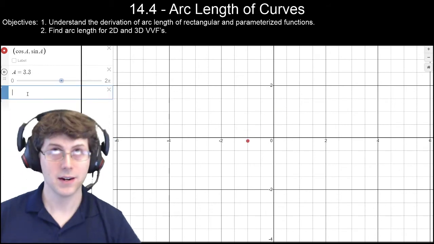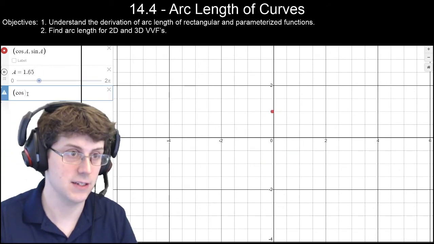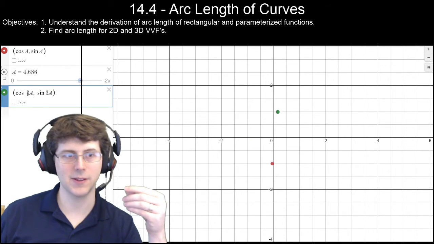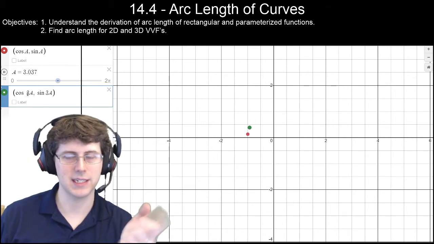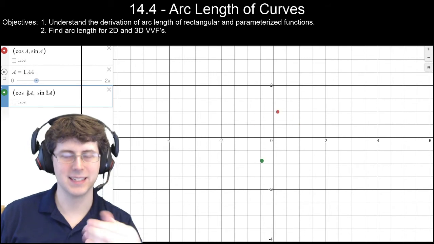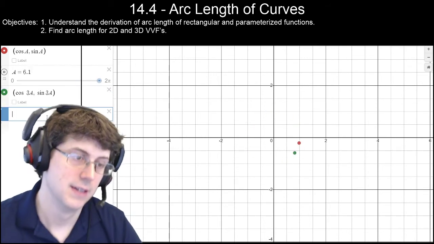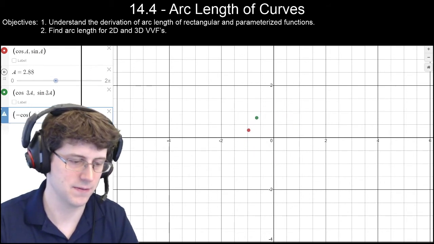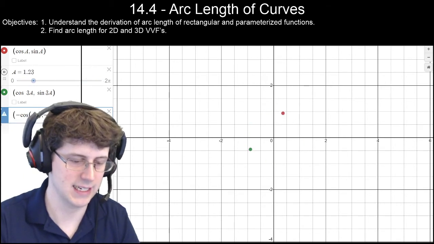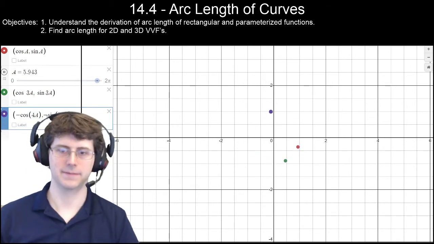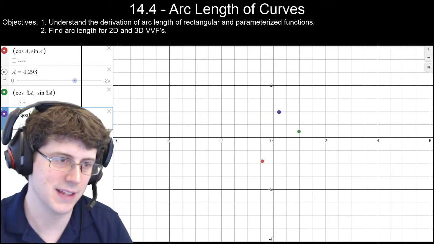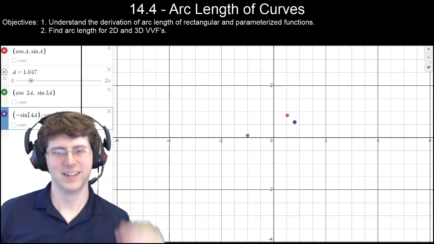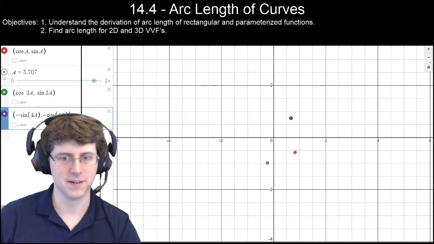Now, there are other ways to parametrize the unit circle. If you instead use cosine of 3a, sine of 3a, you trace out the exact same curve, but you trace it out in a different amount of time. It's a different parametrization of the same curve. Similarly, you can parametrize the same curve using minus cosine of 4a, minus sine of 4a. Or you could even switch the sine and the cosine. Oh, you need one of each. All of these are different parametrizations of the same curve.